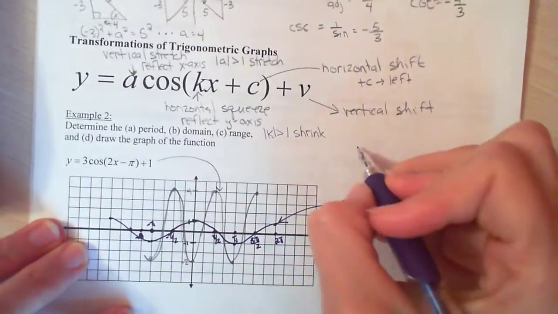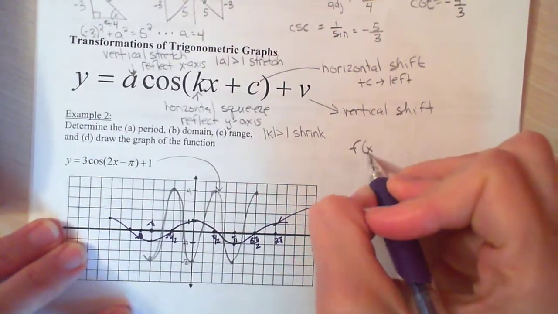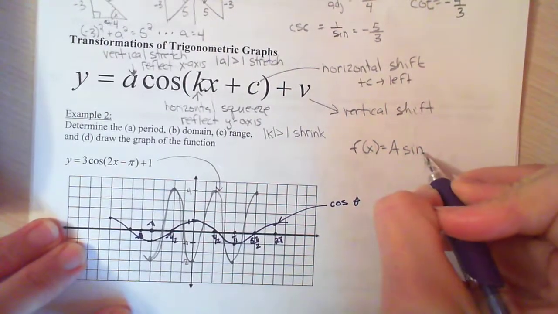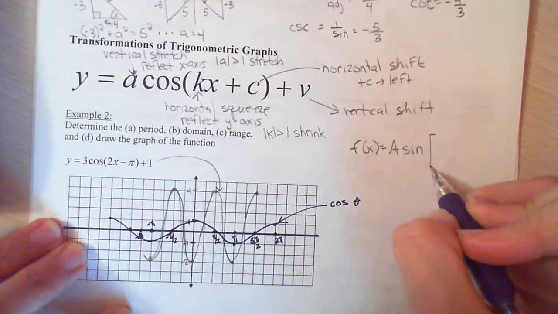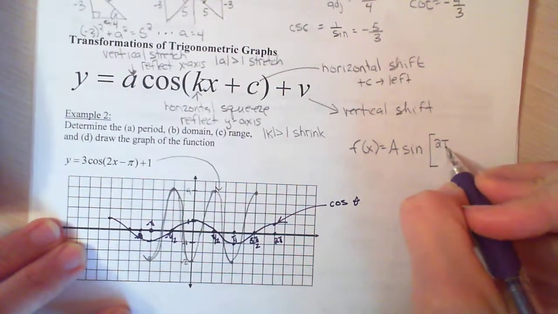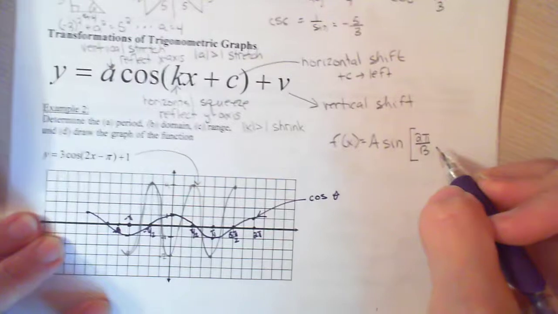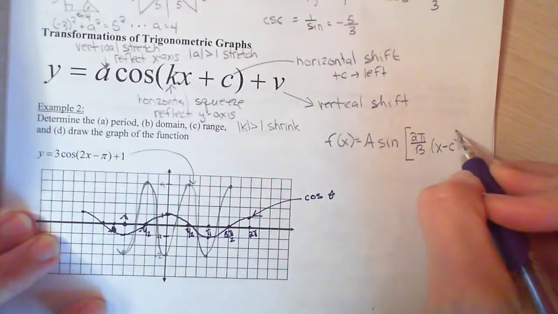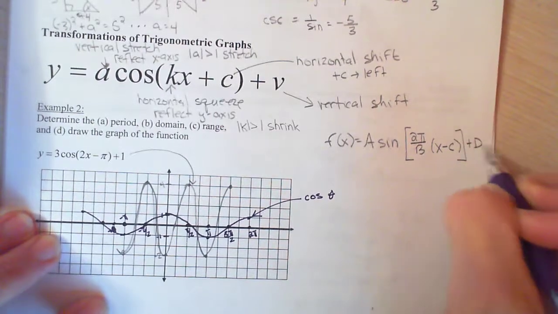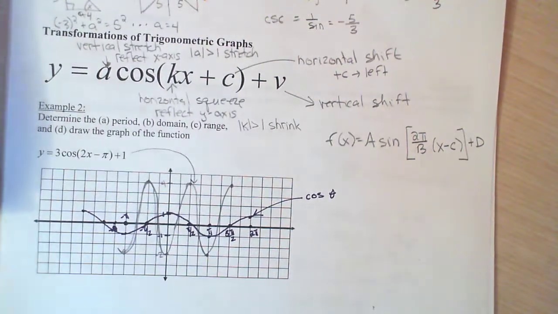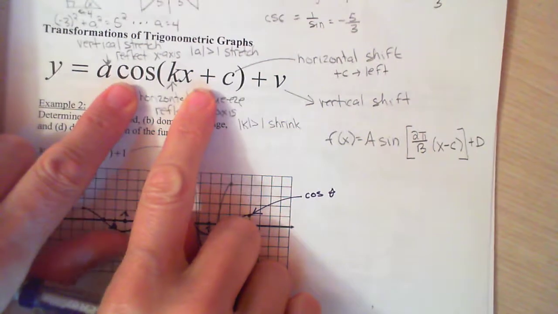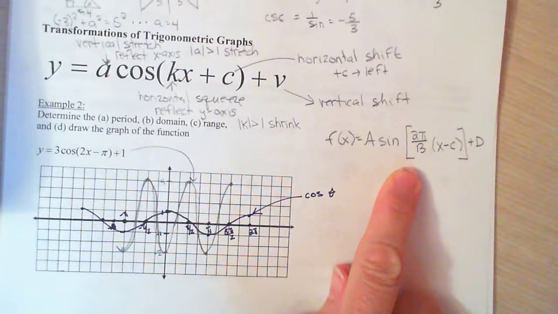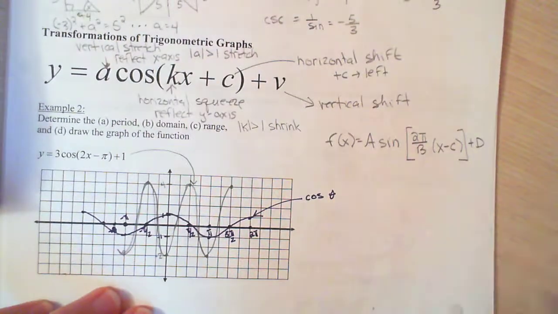Now I also want you to add to your notes this. Another way that it's often written is with this A, and I just use sine, 2 pi over b, x minus c, plus d. So this one is the general nomenclature, not necessarily a trig function. This is more how it's written when we're talking about trig functions.